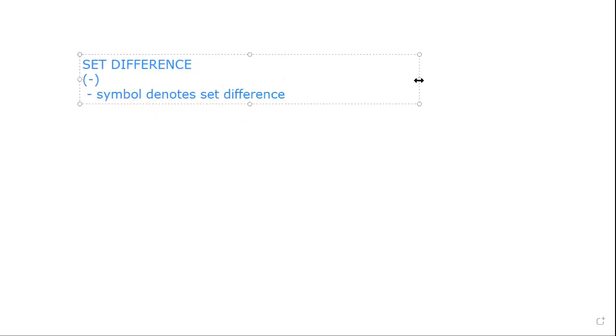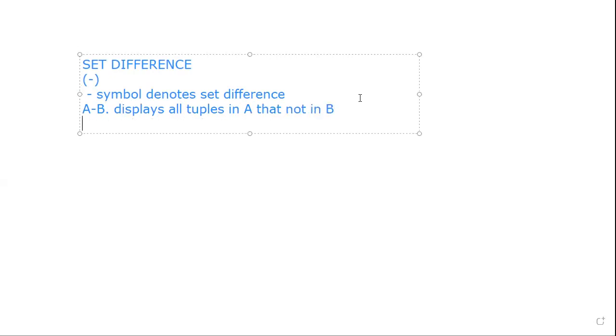What does set difference mean? If you take two tables A and B, then A minus B will display all tuples in A that are not in B. What you have to remember here is that the attribute names of A must match the attribute names of B, meaning in both cases the attribute names should be the same. Let us see an example.